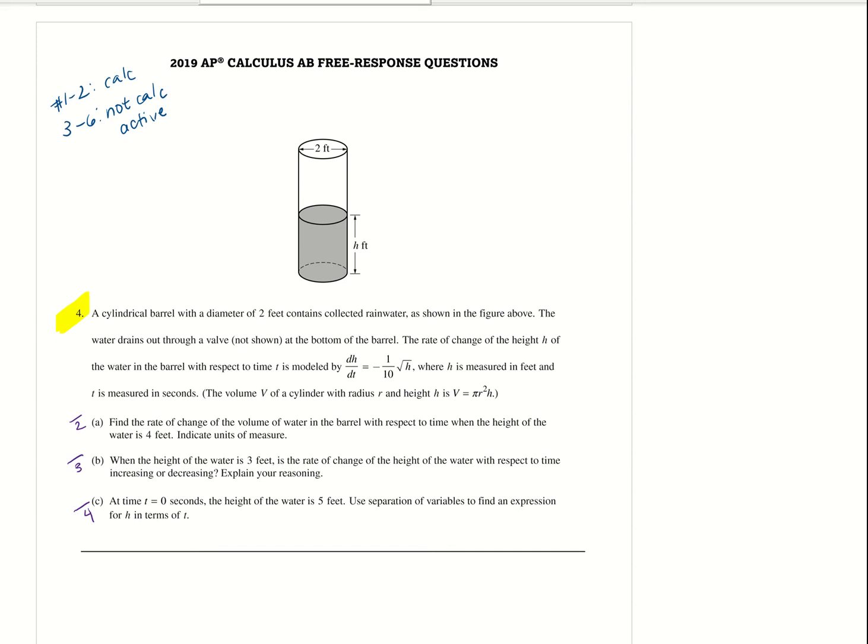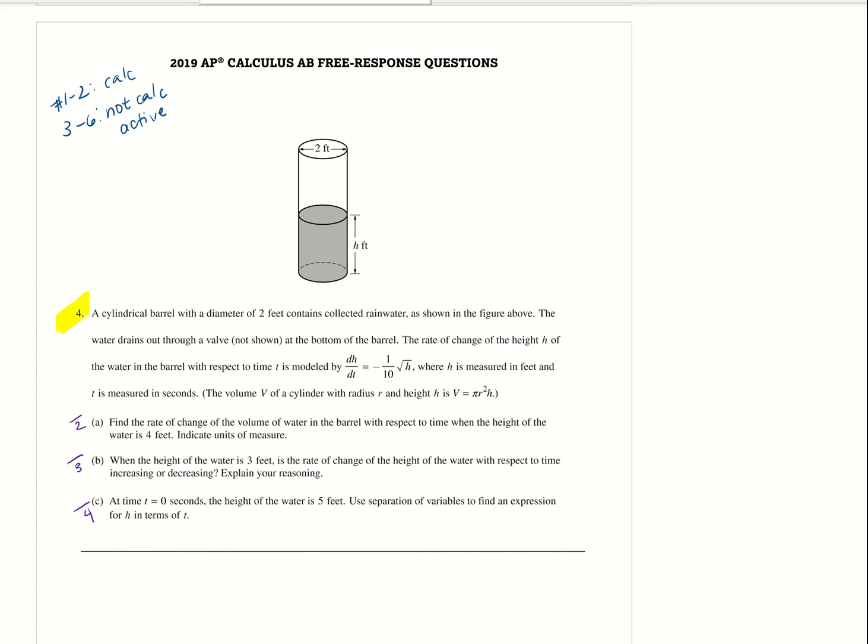All right, so reading through number 4, we have a cylindrical barrel with a diameter of 2 feet, collecting rainwater as shown in the figure above. The water drains out through a valve that's not shown at the bottom of the barrel. The rate of change of the height of the water in the barrel with respect to time t is modeled by the differential equation dh/dt equals negative 1/10 times the square root of h. h is measured in feet. t is measured in seconds. And then they do give us the formula for the volume of a cylinder, which you probably already know.